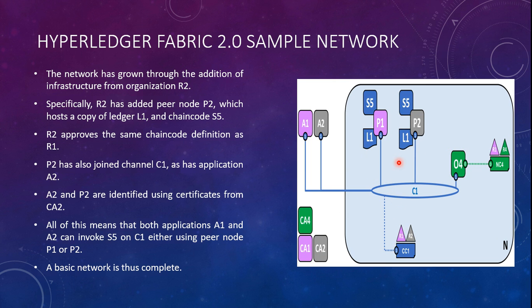Each of the organizations has an external application, A1 and A2, which can access the smart contract S5 on their respective peer nodes. So the channel C1 is connected to the ordering service O4. It's connected to the peer nodes P1 and P2 and keeps on updating the ledger L1 simultaneously. Both the peers have the smart contract chain code S5 deployed, which can be accessed by their respective applications A1 and A2. So this is a basic network.